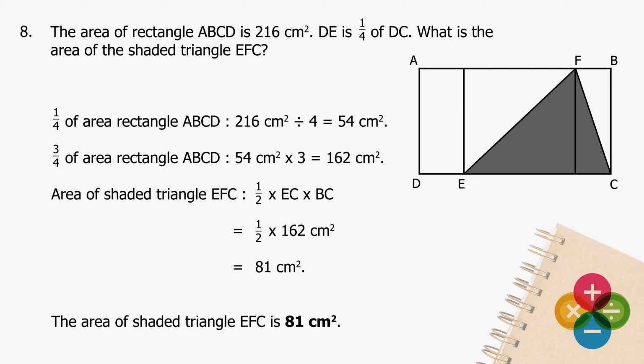One-quarter of the area of rectangle ABCD will be: divide 216 square centimeters by 4, and the quotient is 54 square centimeters. 3/4 of the area of rectangle ABCD will be: multiply 54 square centimeters by 3, and the product is 162 square centimeters. The area of shaded triangle EFC will be: multiply 1/2 by EC, and then by BC, which is equal to multiplying 1/2 by 162 square centimeters, and the product is 81 square centimeters. The area of shaded triangle EFC is 81 square centimeters.